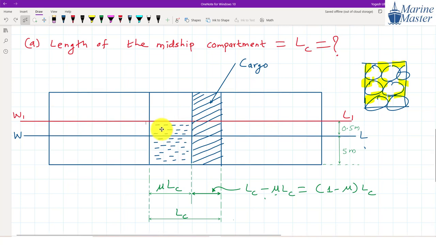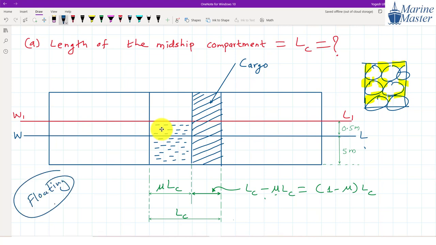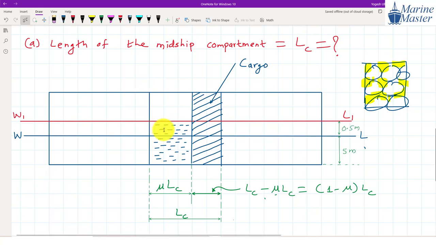Now, guys, see. Who is responsible for the floating of the vessel? Buoyancy. Correct, guys. Very good. Buoyancy is responsible for the floating of the ship.